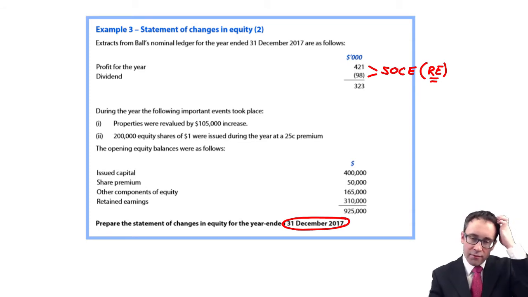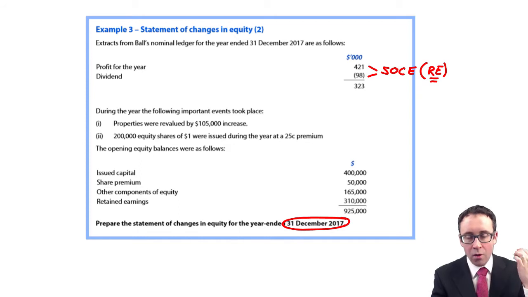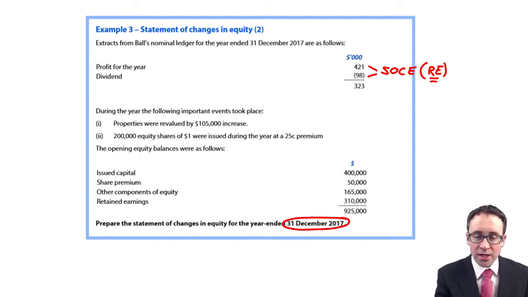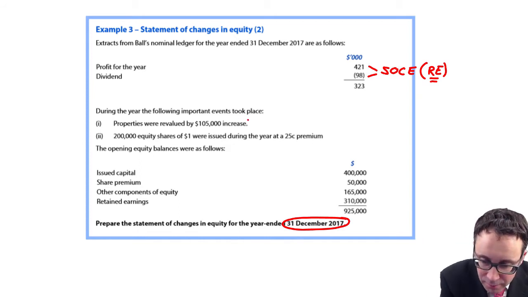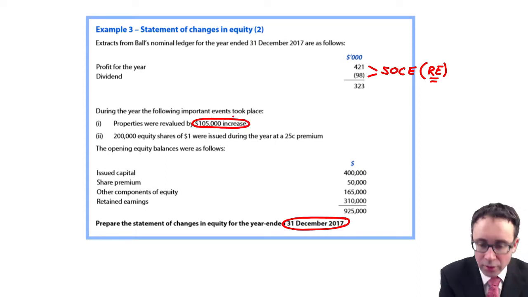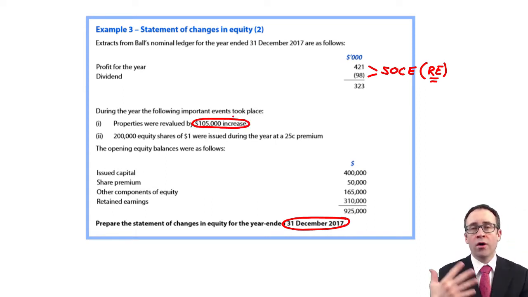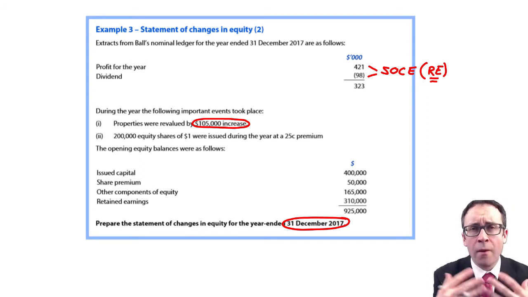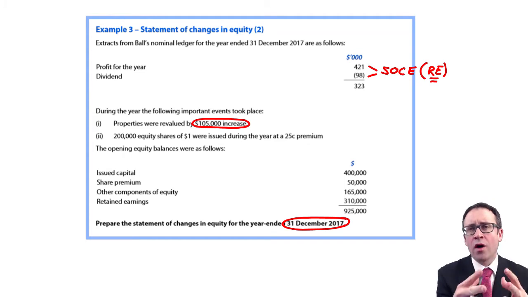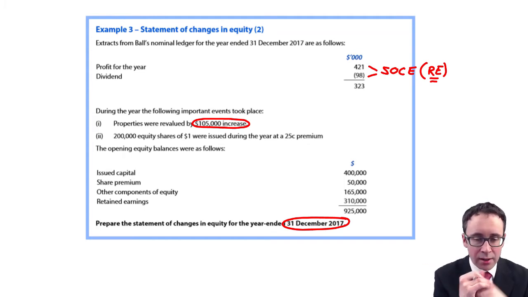We're given also some information with regards to what else took place. It says properties were revalued by $105,000. So that will go through other components of equity, won't it? It's some form of other comprehensive income. That other comprehensive income will go through there and feed into your other components of equity.